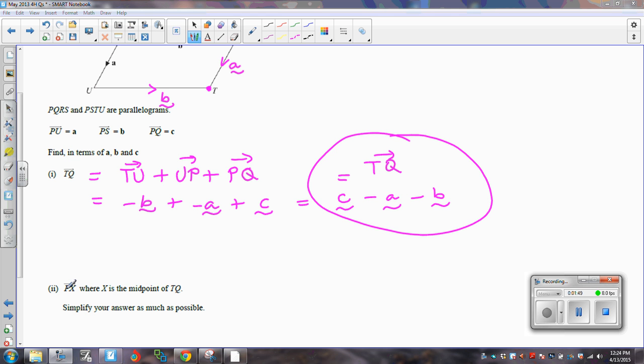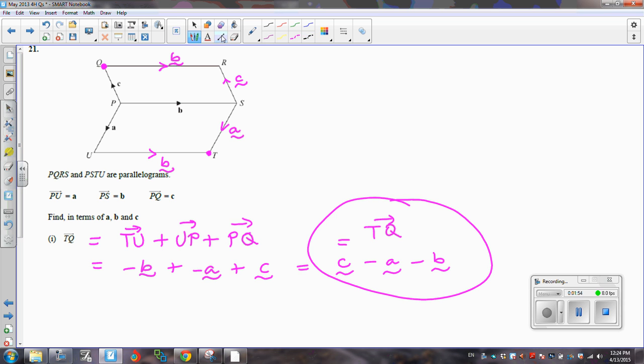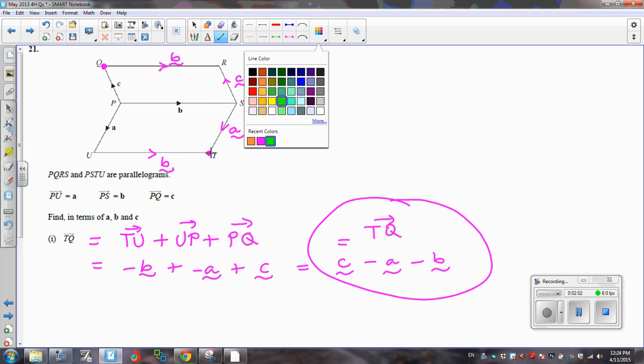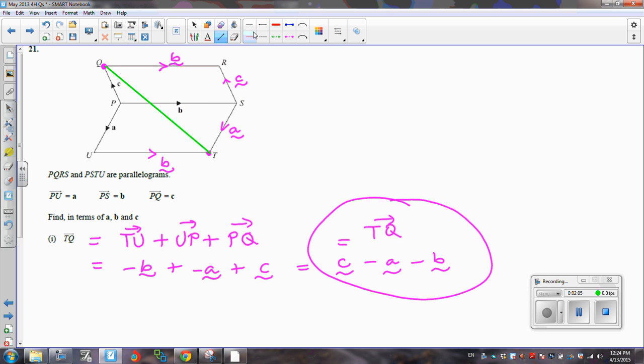Right, we're now asked to find the vector PX, where X is the midpoint of TQ. So the first thing I'm going to do is put on the midpoint of TQ. Let's just draw on that vector, the vector TQ. Let's do it in green. So the vector TQ is this one here, and we already know the vector TQ. It's over here. And we're told that X is the midpoint of TQ. So the midpoint of TQ is here in the middle, and we're going to call that point X.